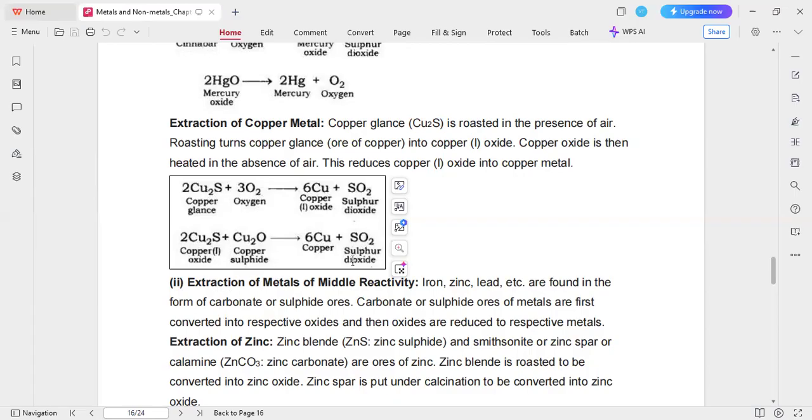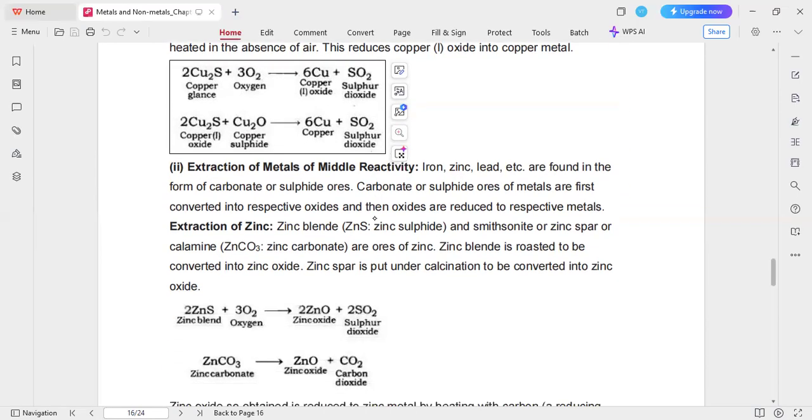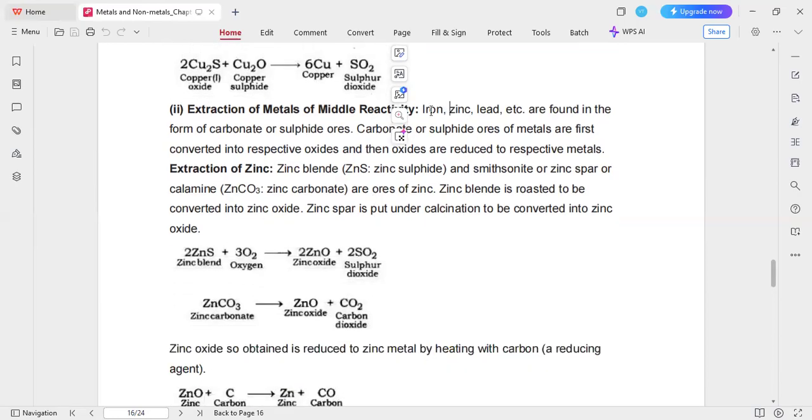Next, extraction of metals of medium reactivity, like zinc, iron, lead, etc. These are found in the form of carbonates or sulfide ores. So carbonates or sulfides of metals are first converted into their respective oxides, and then the oxides are reduced to the respective metals. Next, talk about the extraction of zinc, children. Zinc blende, ZnS, zinc sulfide, and smithsonite or zinc spar or calamine, ZnCO3, zinc carbonate, are the ores of zinc. Calamine is very important. The zinc blende is roasted to be converted into zinc oxide, and zinc spar is put under calcination to be converted into zinc oxide.